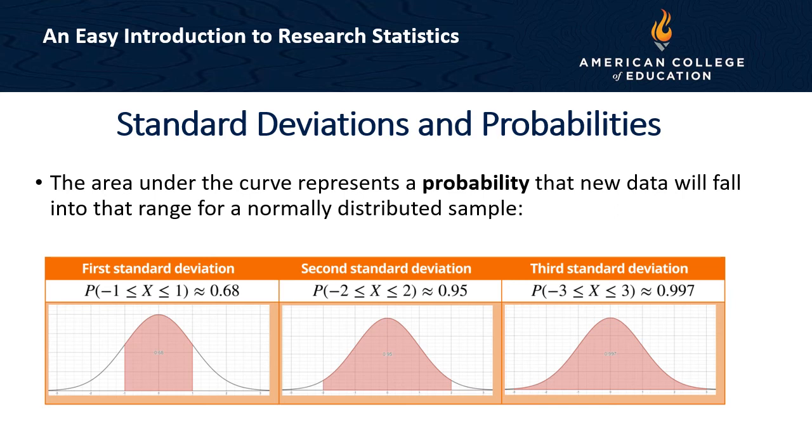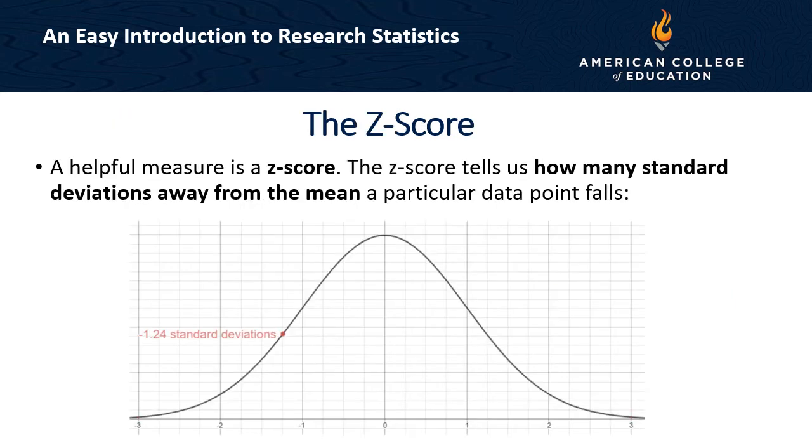But it does give us the ability to predict with some level of accuracy where data are going to fall based on standard deviations. Another helpful measure is the Z-score. The Z-score tells us how many standard deviations away from the mean a particular data point falls. So in this example, there's a little red dot on the curve, and that's a new data point that we're looking at, and we can compute using the Z-score that that particular data point is negative 1.24 standard deviations away from the mean. And that can be very helpful to let us know where that data point falls in terms of the overall distribution of data.